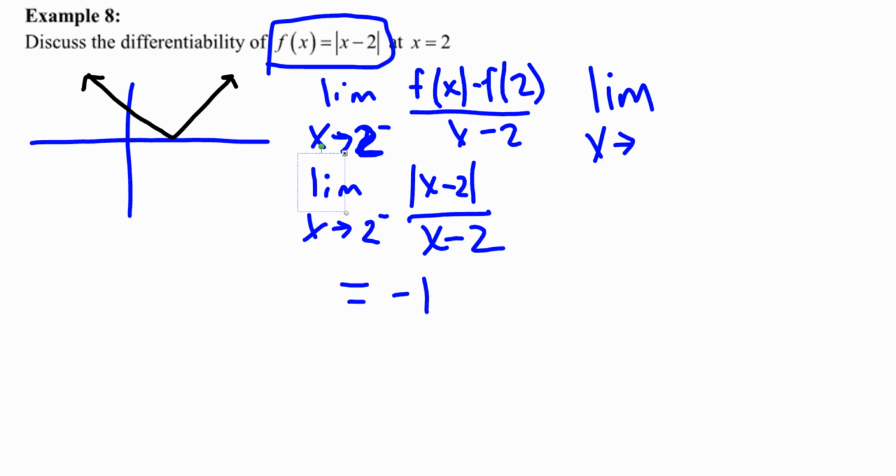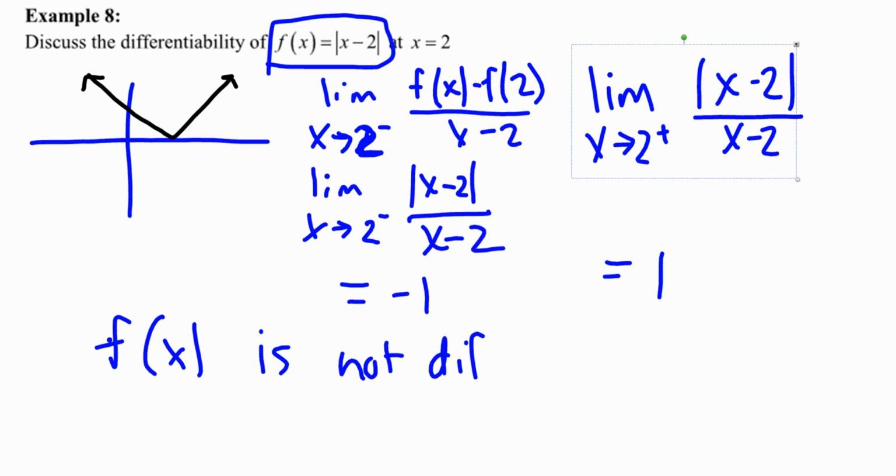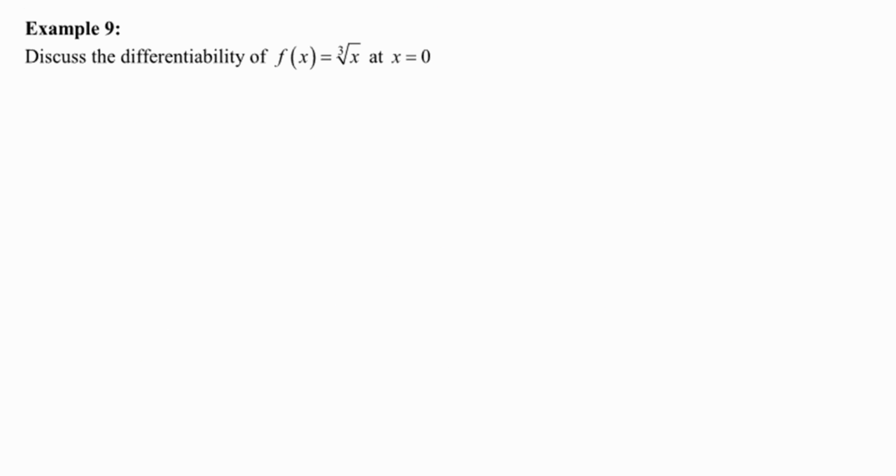As we do this from the right side, it's going to be the same exact function, but our limit this time is going to be different. It's going to be positive 1. So we would say f of x is not differentiable. Nice long word. At x equals 2. All right. So then we are able to do something like this.